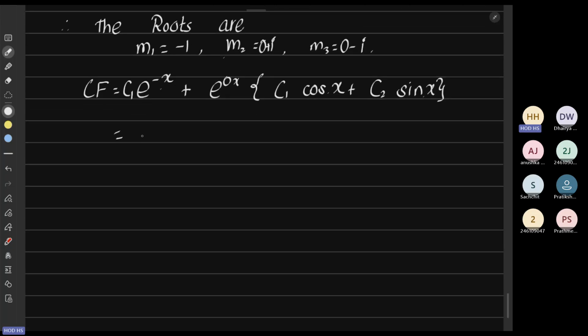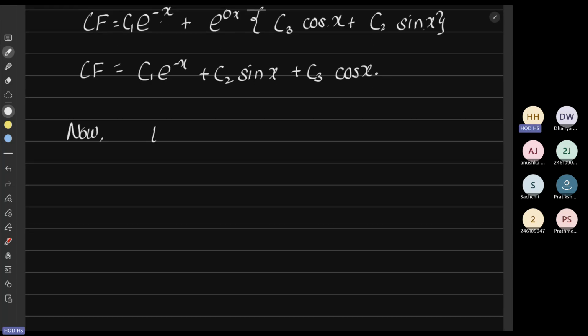So this can be rewritten as c1 e to the power minus x, I will write down c3 here, so c2 sin x plus c3 cos x. So this is my complementary function.